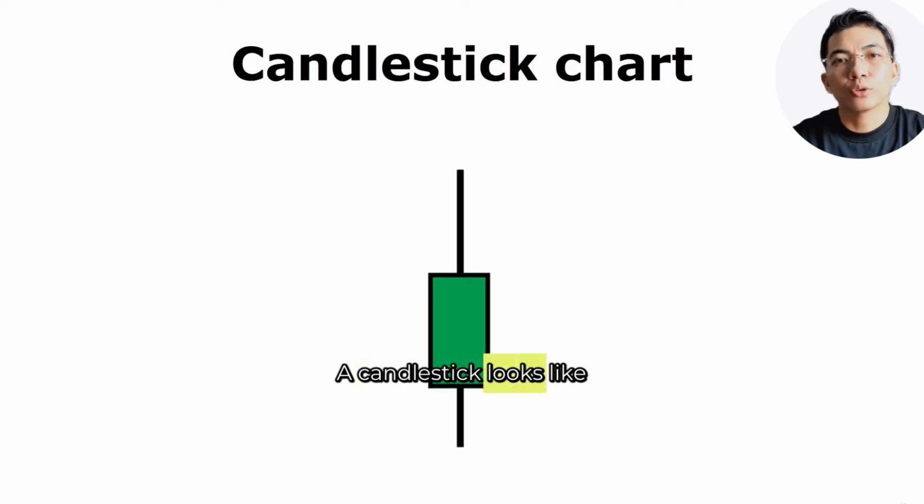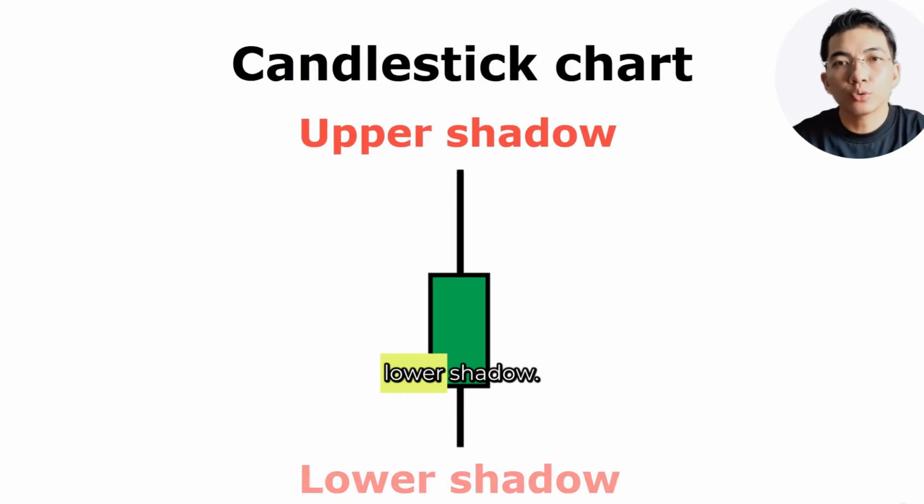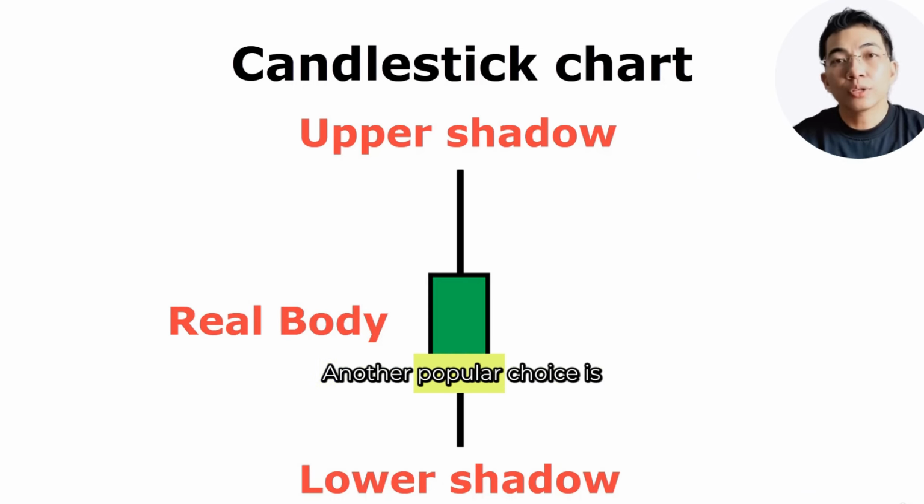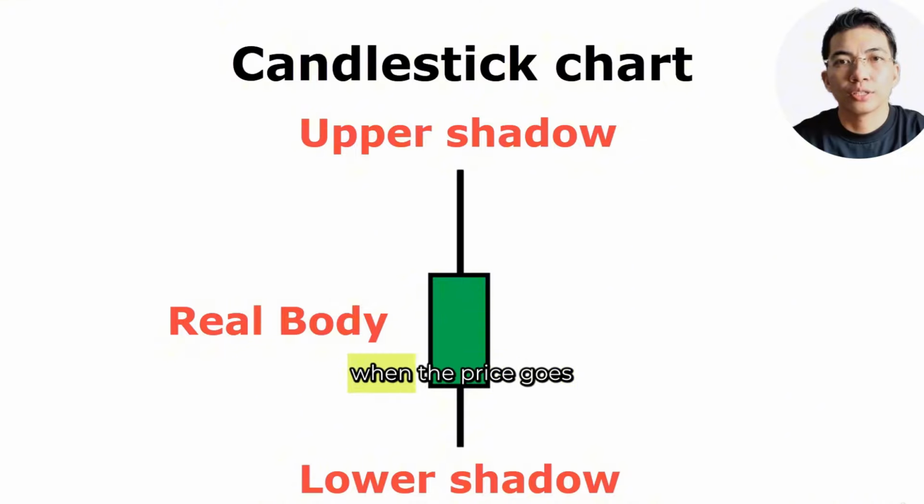A candlestick looks like this. We have a vertical line that is called shadow, so we have the upper shadow and the lower shadow. Then we have a large block in the middle that is called the body or real body. The real body is usually colored to give traders a quick idea about the direction of the price. I use green candles when the price goes up and red candles when the price goes down. Another popular choice is to have white candles when the price goes up and black candles when the price goes down.